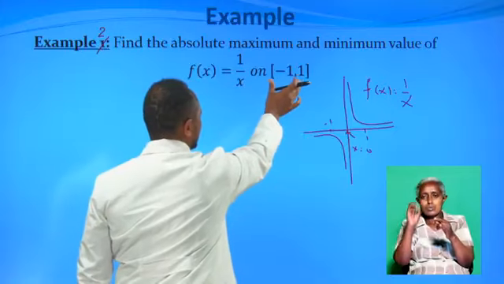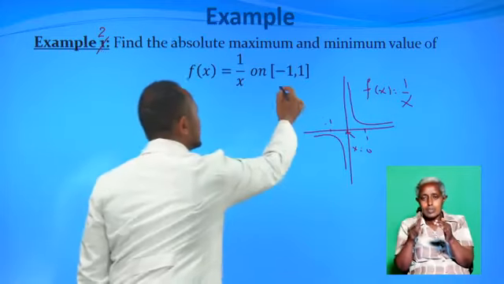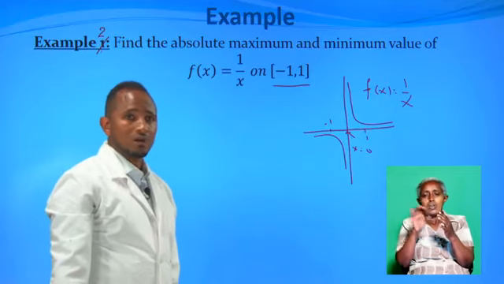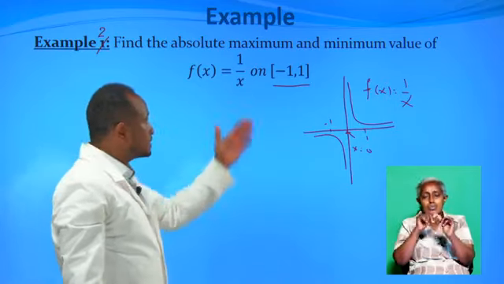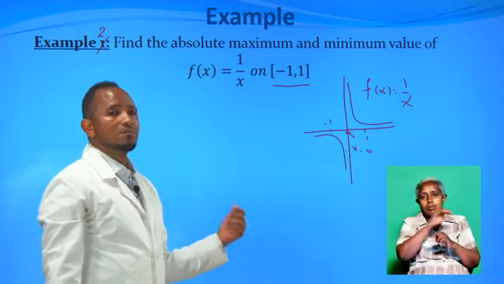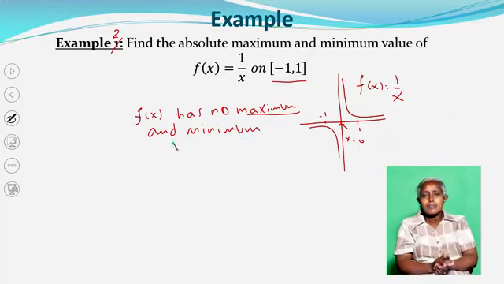So our function f of x equals 1 over x is not continuous on this interval. To find the absolute max and absolute minimum values, the function must be continuous. Because of this, this function has no maximum and minimum value since it's not continuous. So f of x has no maximum and minimum values.